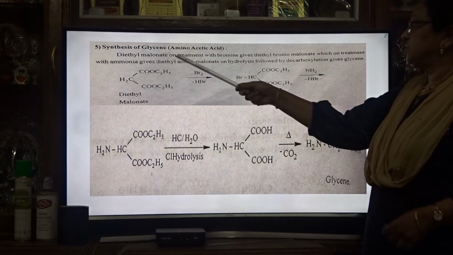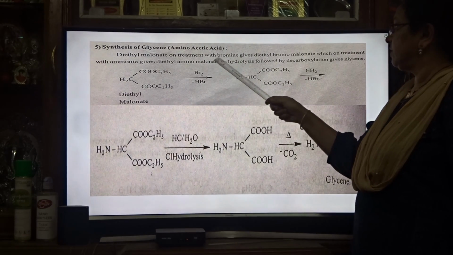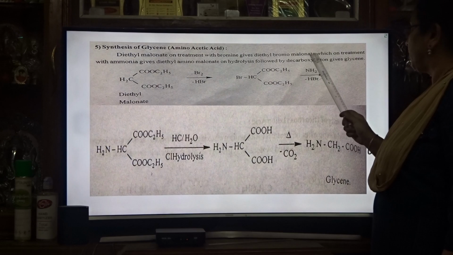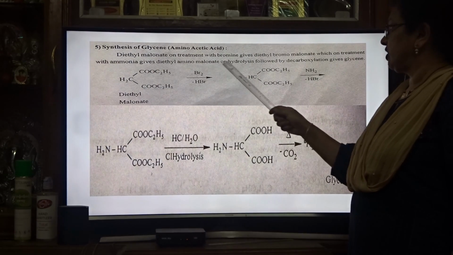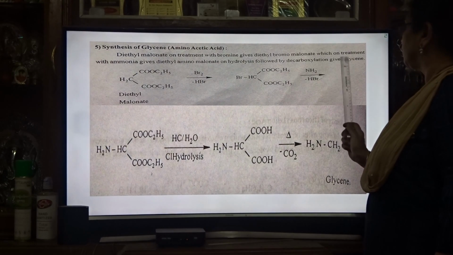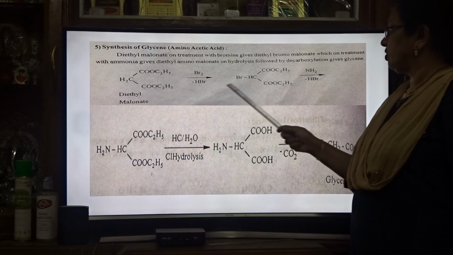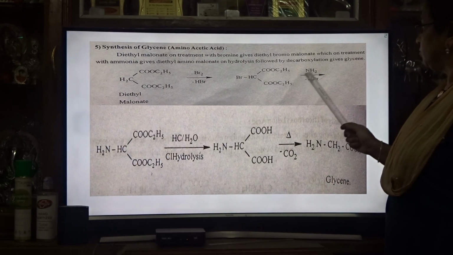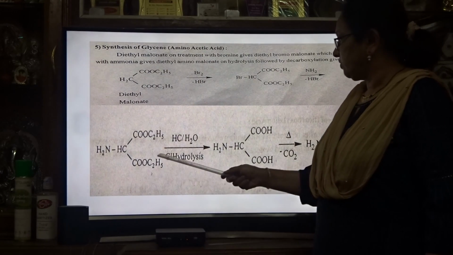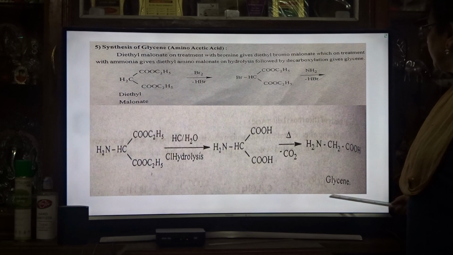Next, synthesis of glycine, amino acetic acid. Diethyl malonate on treatment with bromine gives diethyl bromomalonate, which on treatment with ammonia gives diethyl amino malonate. On hydrolysis followed by decarboxylation it gives glycine. Diethyl malonate on bromination gives the bromo derivative. This bromo derivative in the presence of NH3 gives this type of product, which on hydrolysis again gives acid, and by decarboxylation you are getting glycine.